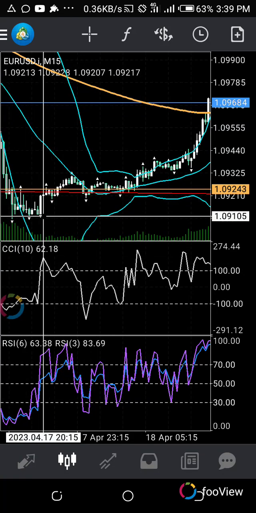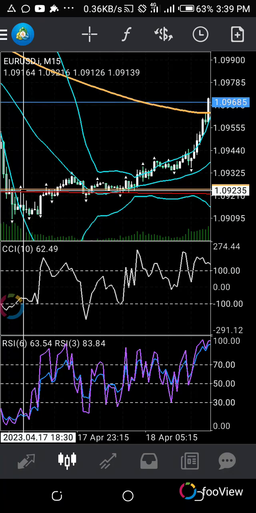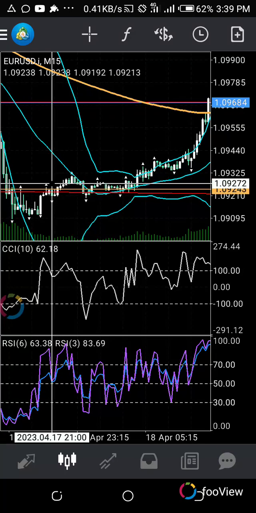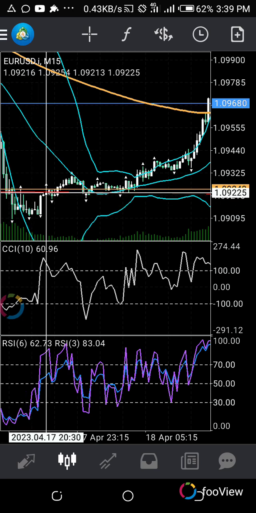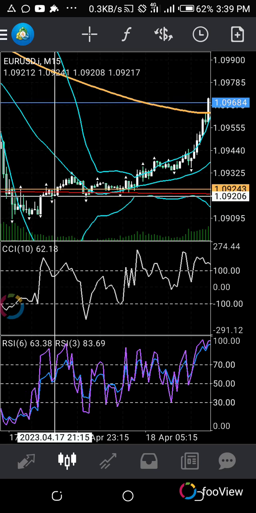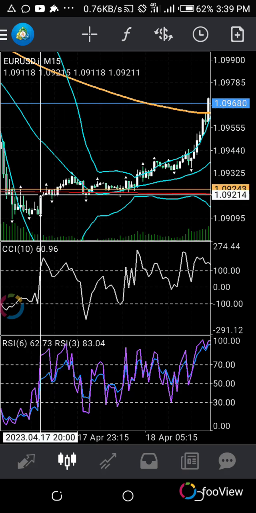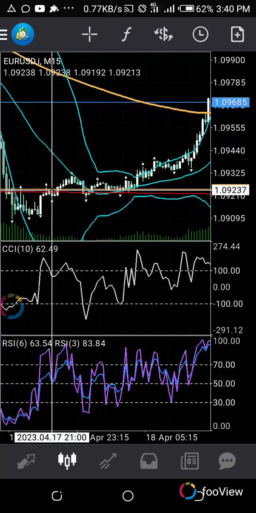Now take for example, you enter from this M15, this lower time frame. We are going to get a false entry to sell, which will lead to a loss.